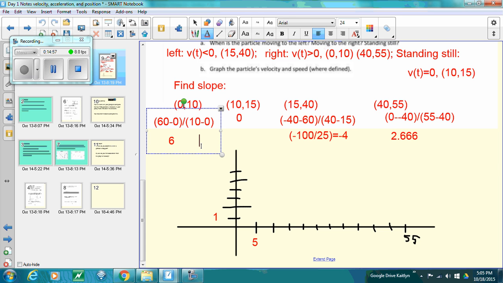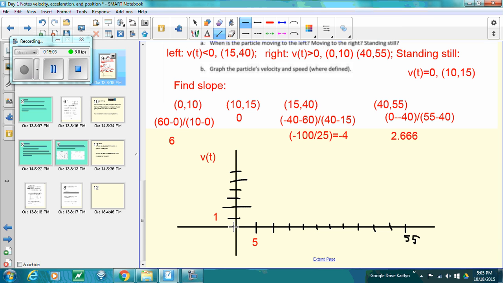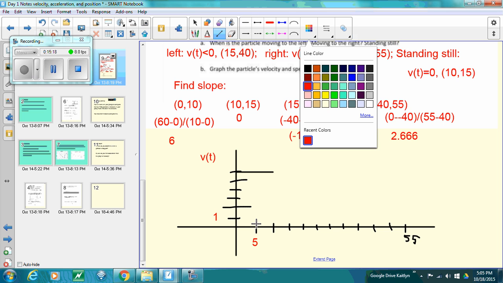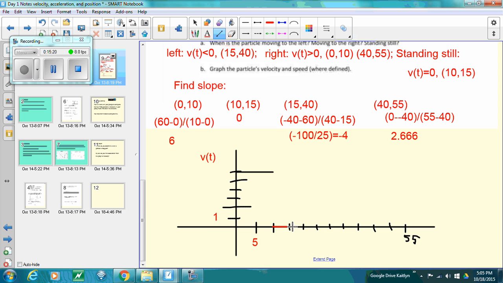Remember, this is the graph of v of t, so I'm going to label it. And so from 0 to 10, my slope is 6, so I'm going to draw a horizontal segment from 0 to 10 at 6. And then from 10 to 15, we said it was 0. So let me change the color so you can see it. So that would be down here from 10 to 15.